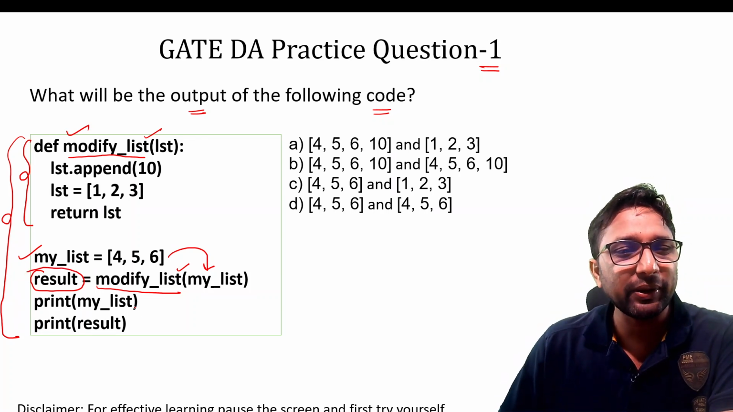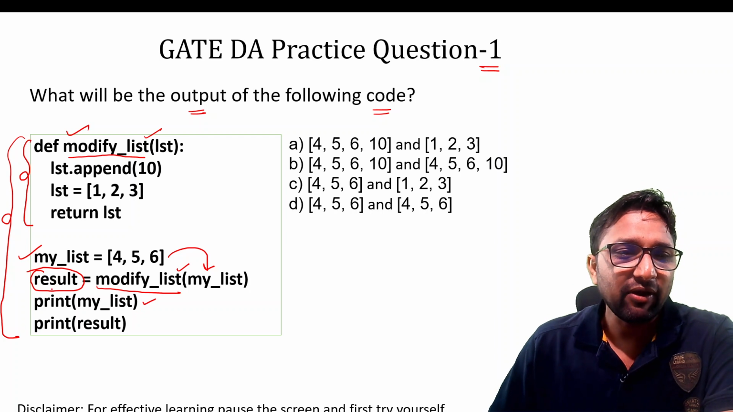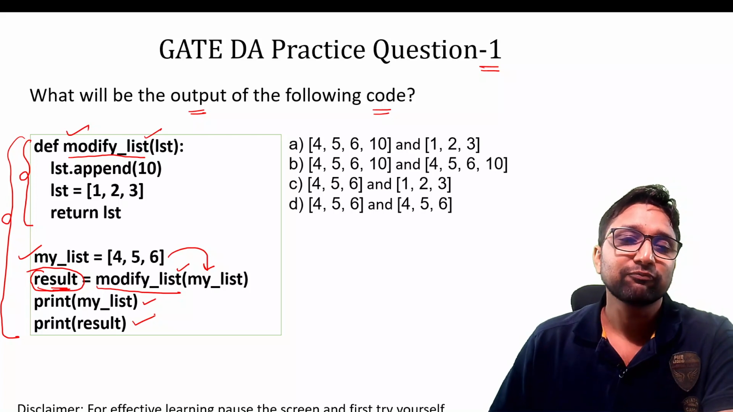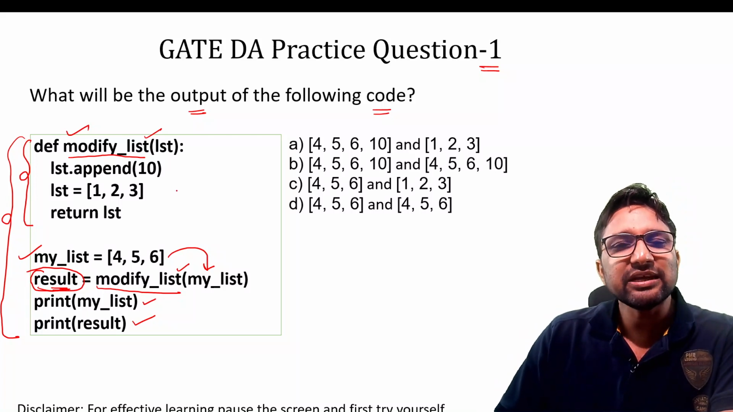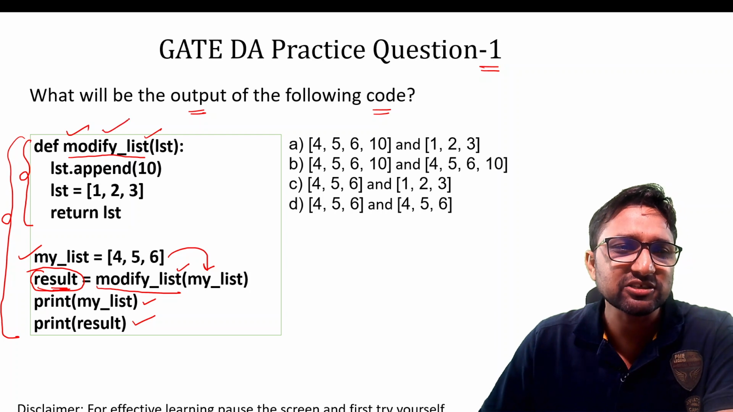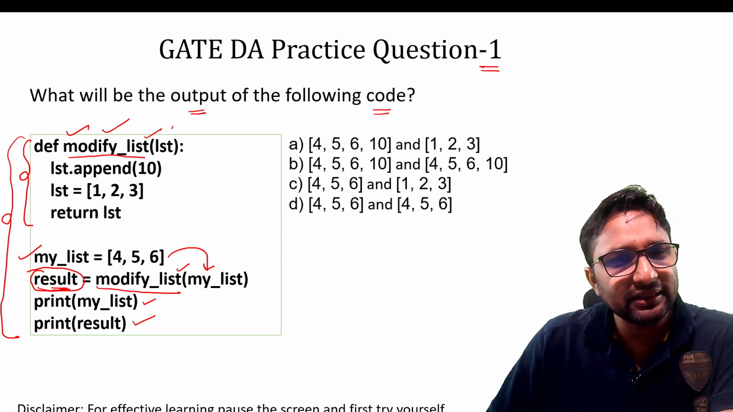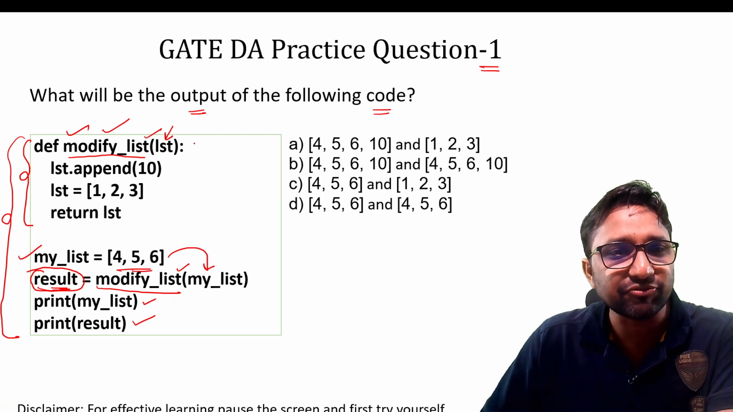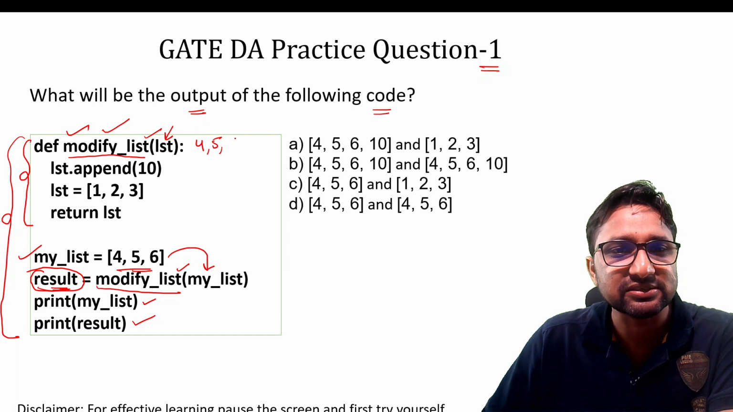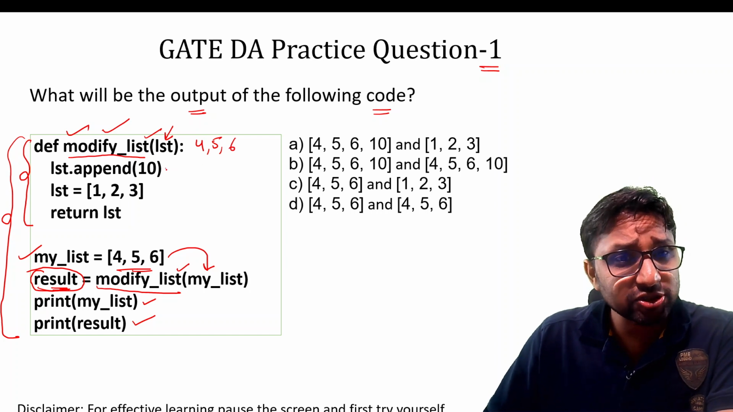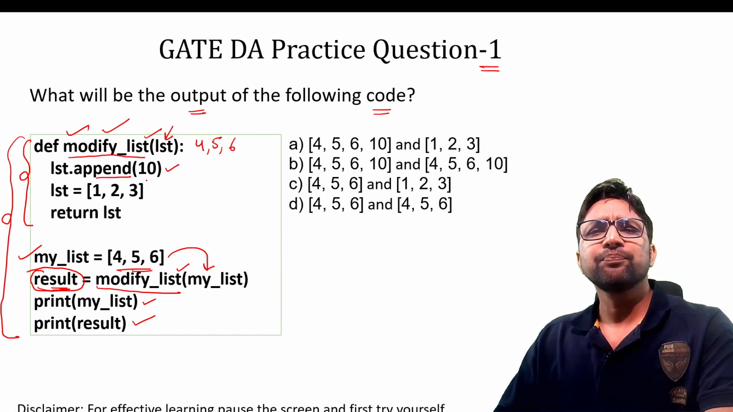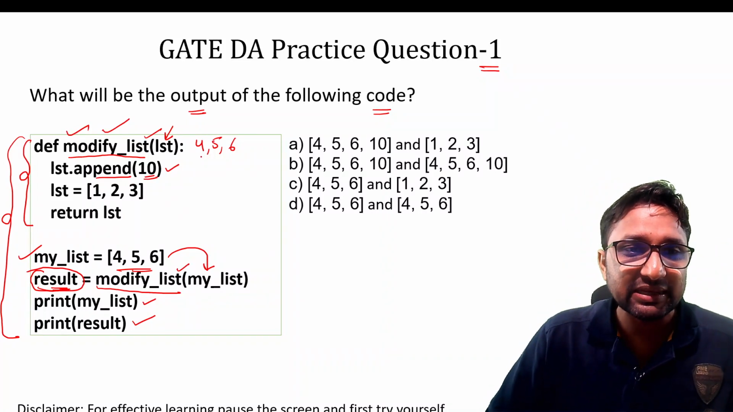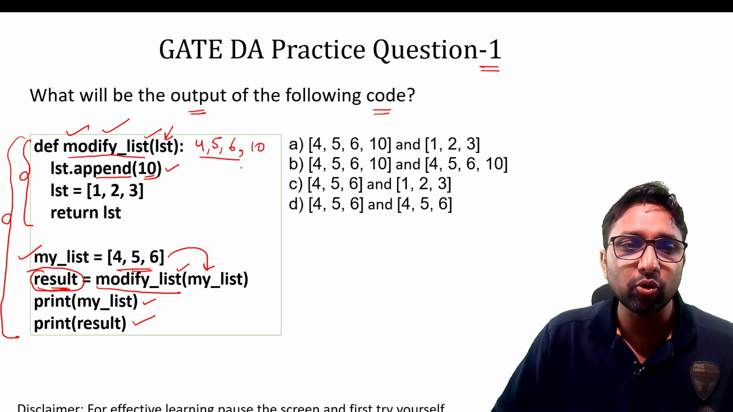After that, we will print my_list and also print whatever we receive in the result variable. Let's see what this function is doing. In this function, in the list lst, we are receiving my_list, so these elements 4, 5 and 6 will be in this list. After executing this statement, append actually inserts the element at the last, so 10 will be inserted over here.